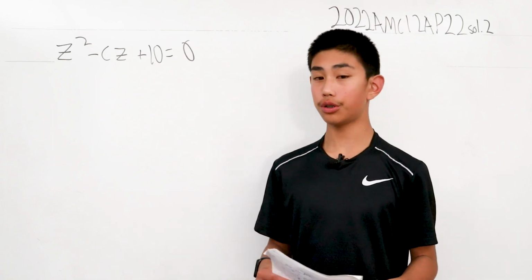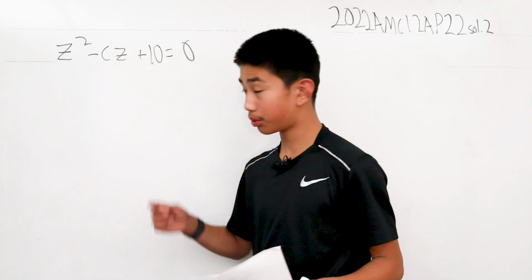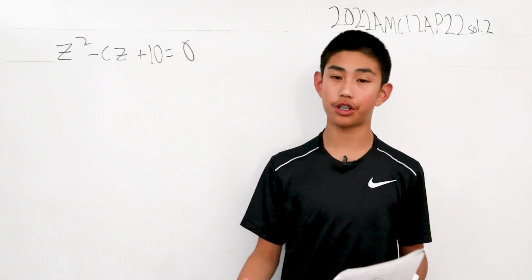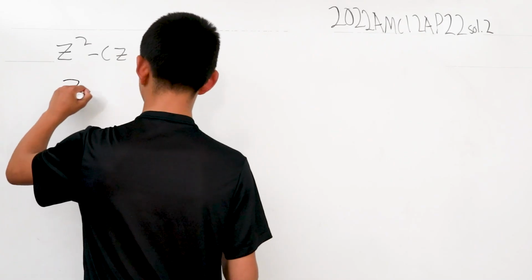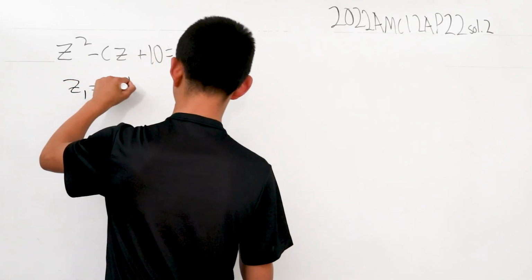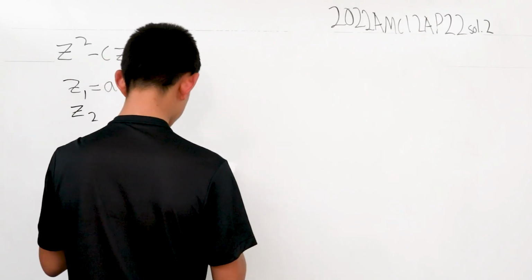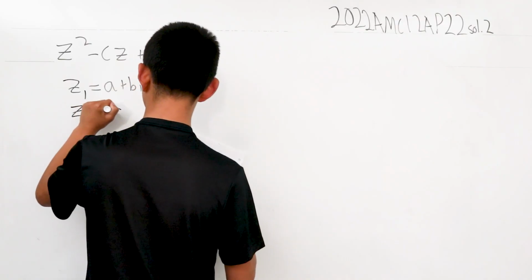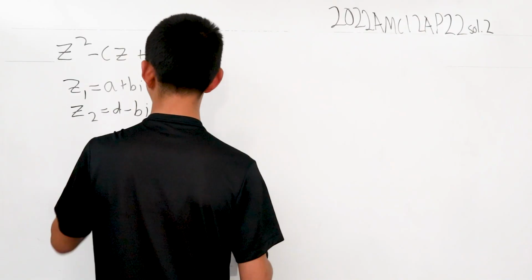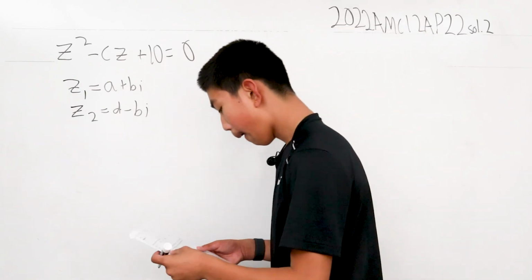This is solution 2 of problem 22. Since we're dealing with complex numbers here, we can say z1 is equal to a plus bi, and z2 is equal to, what is that? That's going to be a minus bi. It's still these values, they're just flipped around.